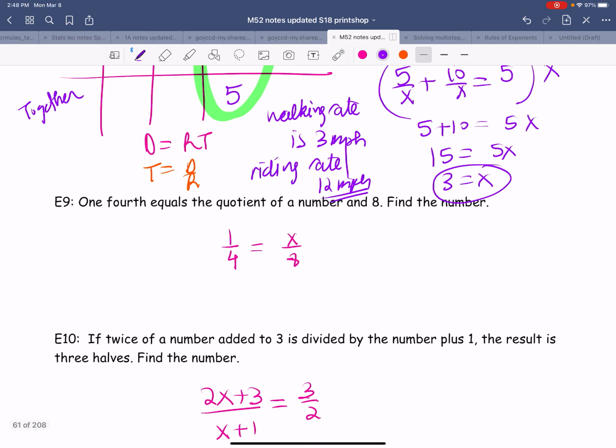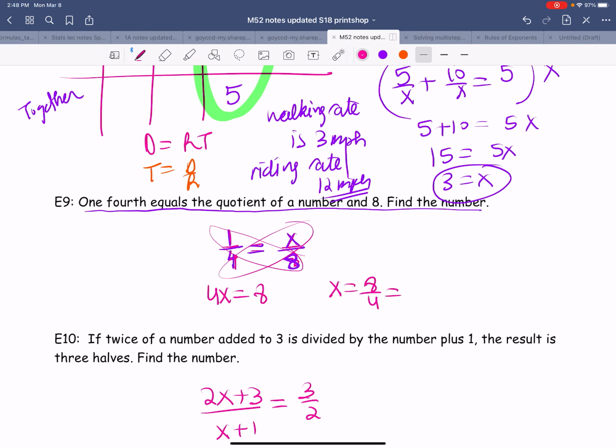Next equation, 1/4 equals the quotient of a number and 8. Find the number. All right, so we're going to go ahead and cross multiply on both sides. 4x equals 8. x comes out to be 8 divided by 4, which is 2.